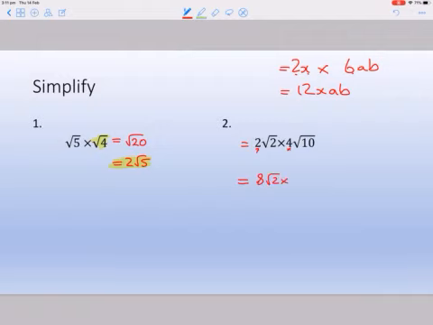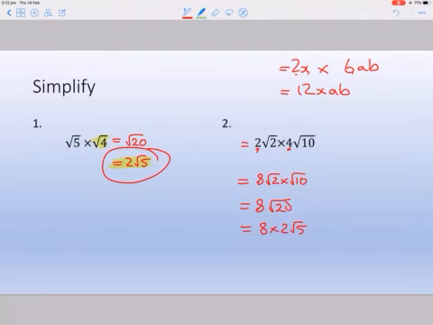Root 2 times root 10. Now, interestingly enough, that's root 20, because 2 times 10 is 20. And I know that I can simplify that to this. So let's do that. 8 times 2 root 5. And now I can multiply this and this together. So my final answer will be 16 root 5. Notice that we're just manipulating the square roots to what we want it to be. So just something to be aware of.